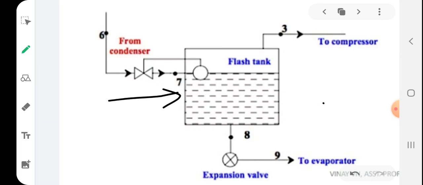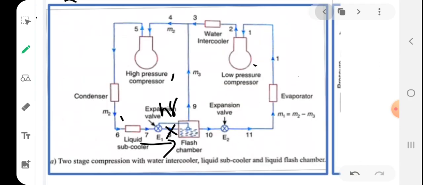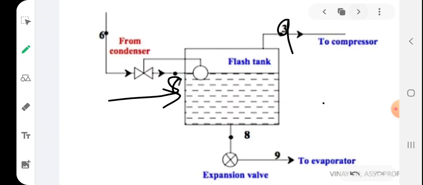Wait, sorry, there is a small mistake in this figure. The states are not correct. Actually this should be 8. Okay, to the compressor it should be 9. That is how we marked it in this figure. So this is 9, this is 8, and this is 10. After 10 it should be 11. So just please correct it. Okay, so this should be 7.